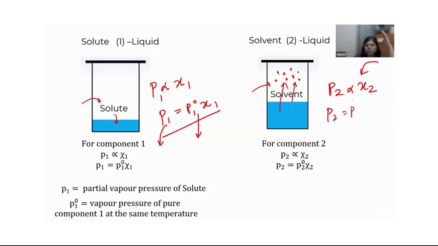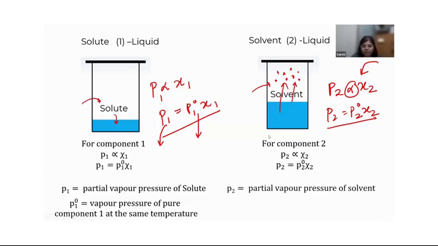So P2 is equal to... Now to remove the proportionality, what do we write? The pure vapor pressure into the mole fraction. So P2 is equal to P2 naught into X2. This is the equation for the vapor pressure of component 1 and component 2. Let us mix them together to find out the total vapor pressure. Let us move forward now.